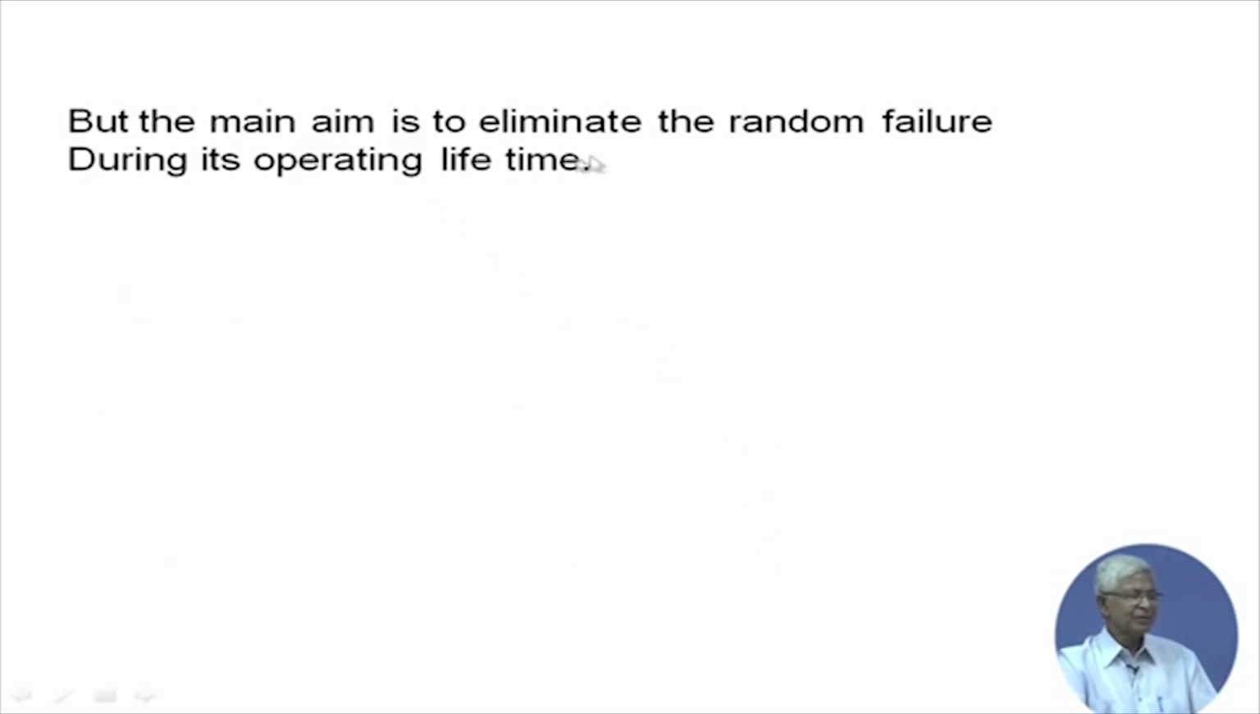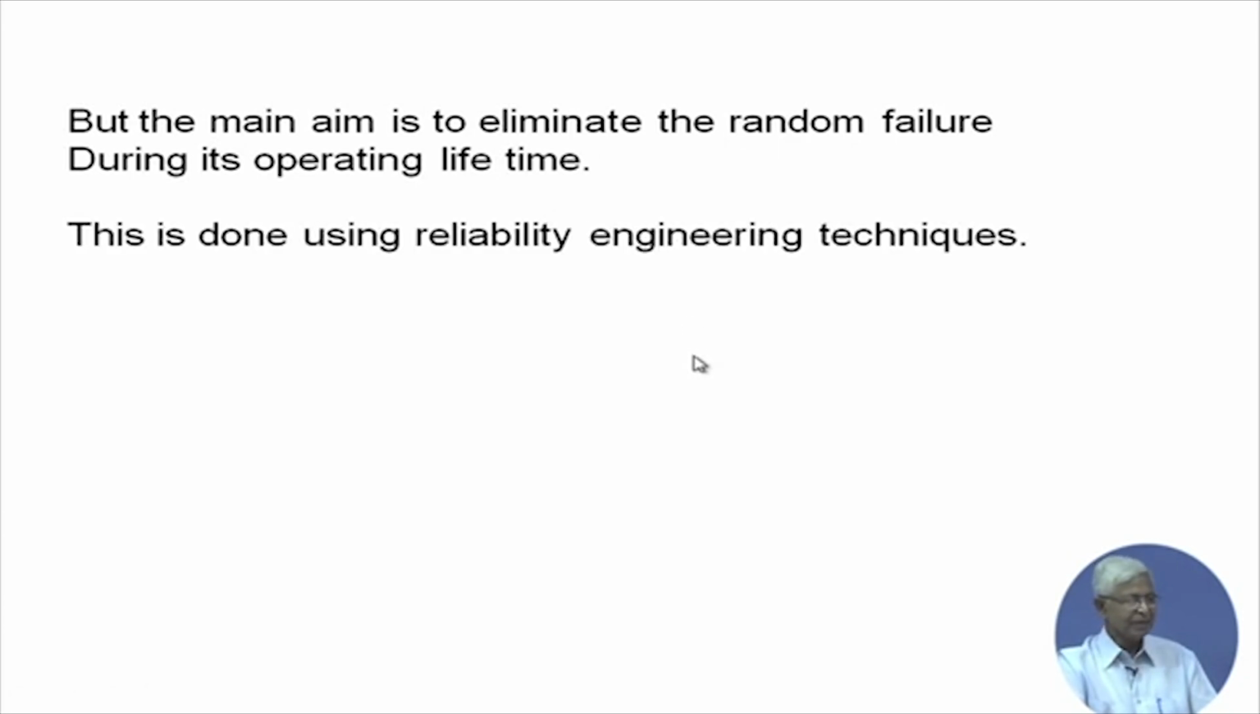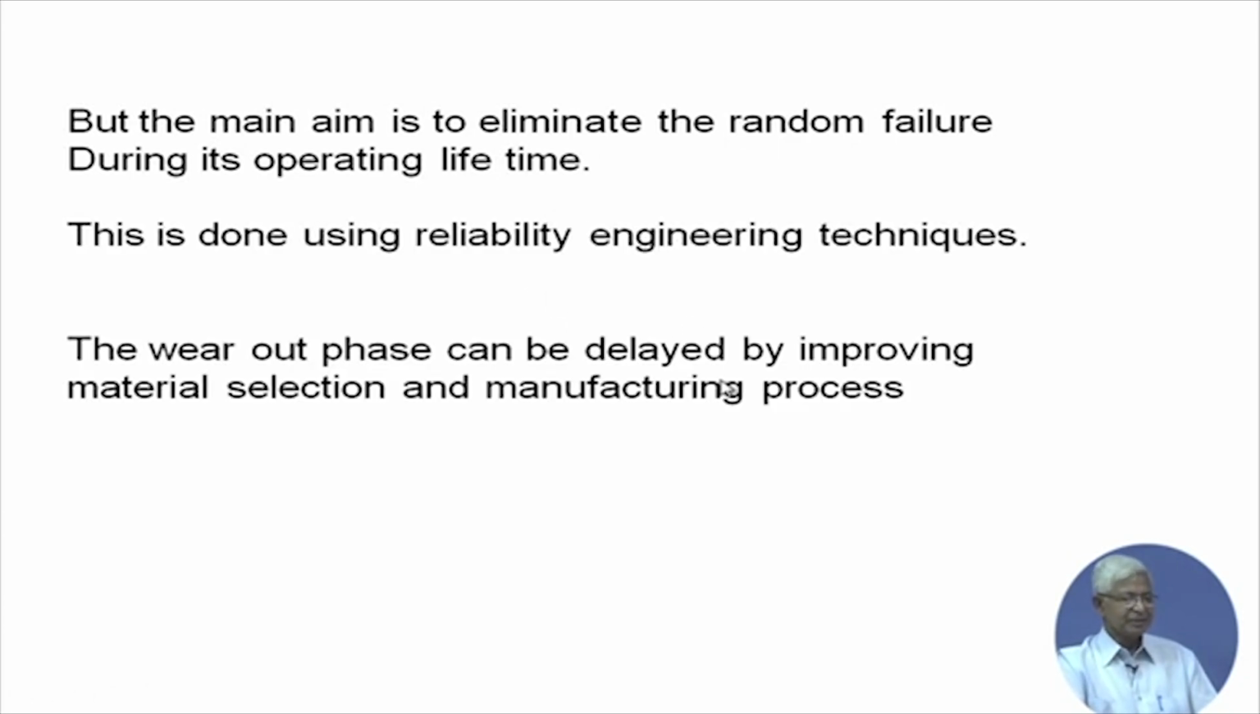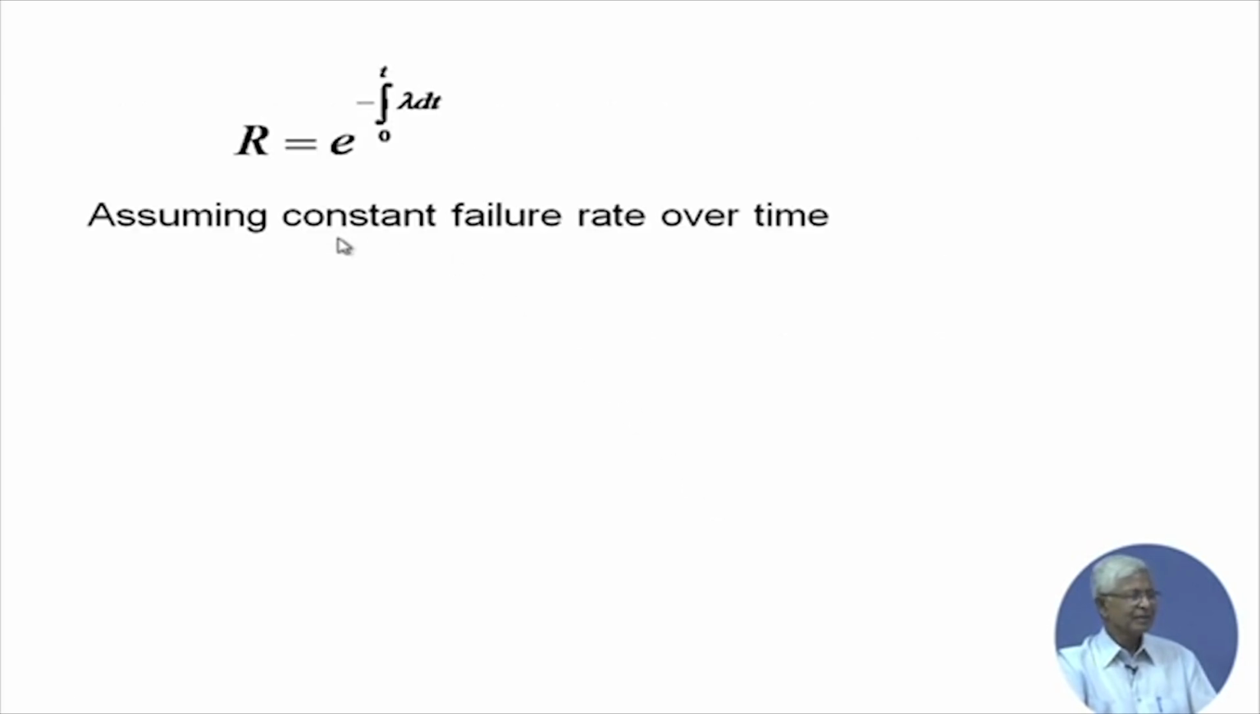But the main aim is to eliminate the random failure during the operating lifetime. That is done by reliability engineering techniques. The wear out phase can be delayed by improving the material selection and the manufacturing process. Okay. So, let us try to calculate what should be the improvement in the reliability engineering, how can we do it.